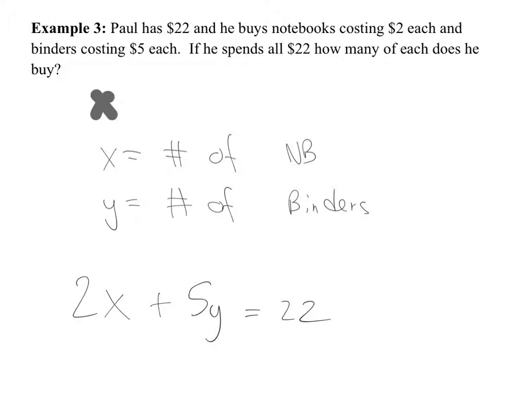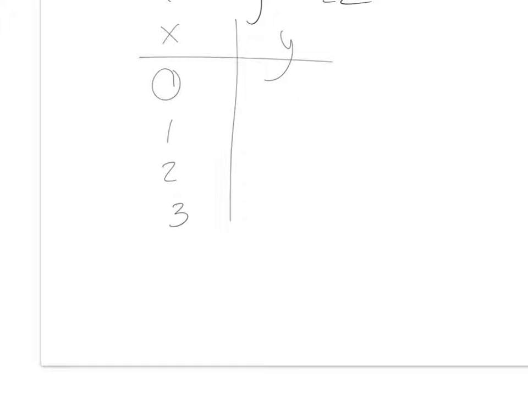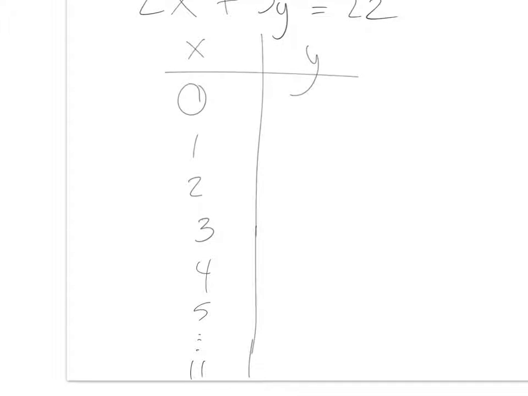So in this case, again, start with 0 for x. Let's see. I think we can go all the way up to 11, but there's a couple that we have to skip. 11 will work, but there's a couple along the way that will not work. For example, if you try 2 notebooks, 2 notebooks will be $4. That'll be $18 left. And if binders are $5 each, is that going to work? If you have $18 left and binders are 5 each, it doesn't work. You've got a decimal.